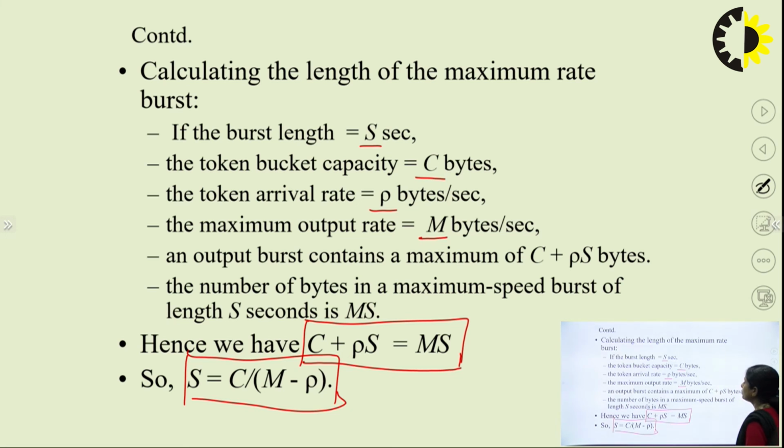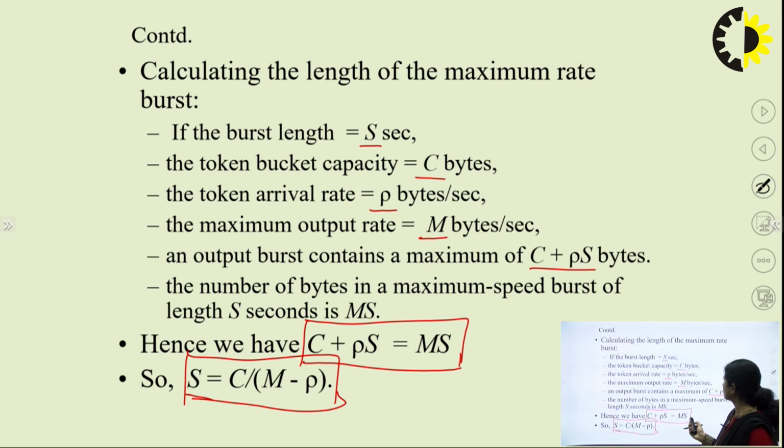An output burst contains a maximum of C + rho S bytes, which is the number of bytes in a maximum speed burst of length S seconds at rate m. We can calculate this with the formula. That is how we can calculate the length of the maximum rate burst.